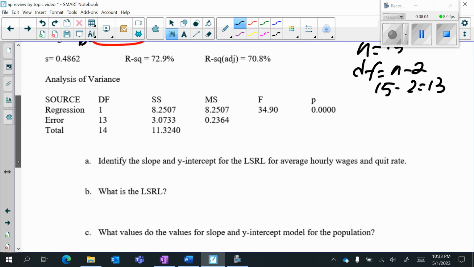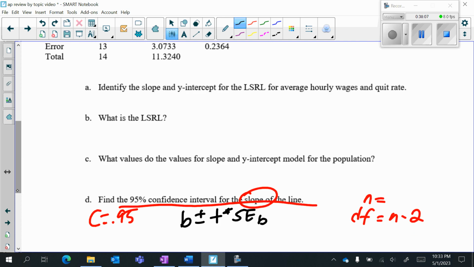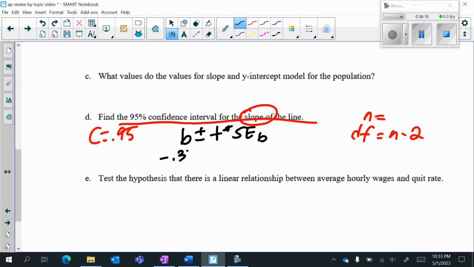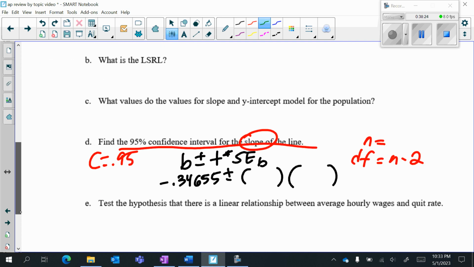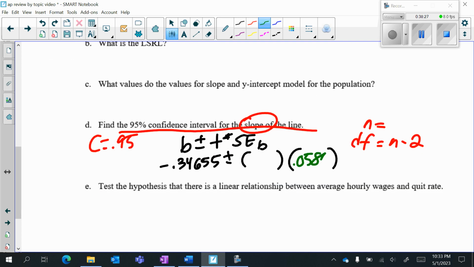Then you would look up the t star for that. Negative 0.34655 is the slope, plus or minus the t star. And the standard error of the slope, you just look right next to it, and that's going to be this. It usually says standard error, not standard deviation, 0.05866. And you look up t star for 95% and 13. And then you can put the data in the calculator.